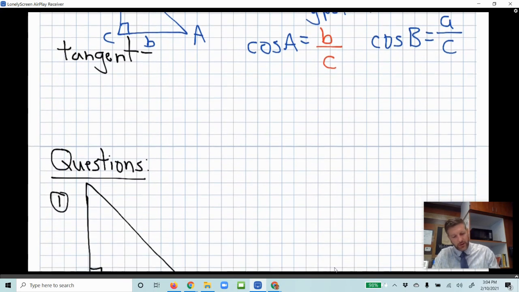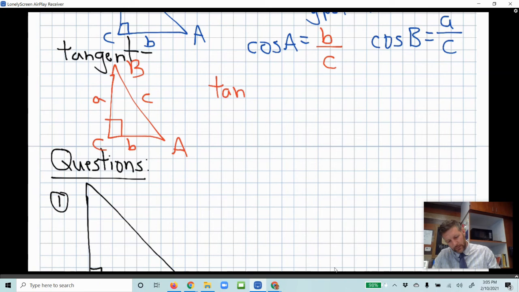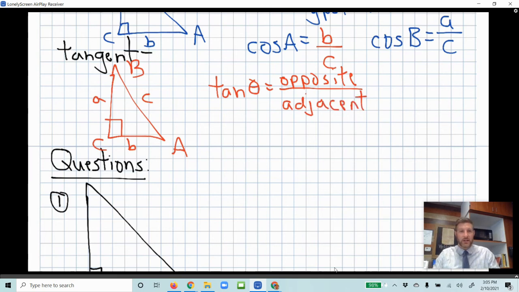So then our last trig ratio is tangent. Tangent, and let me write these in again real quick. So side B, side C, side A. Tangent of an angle, or theta, is equal to opposite over adjacent. So this one does not involve the hypotenuse. It involves the two legs. And so we have opposite over adjacent.